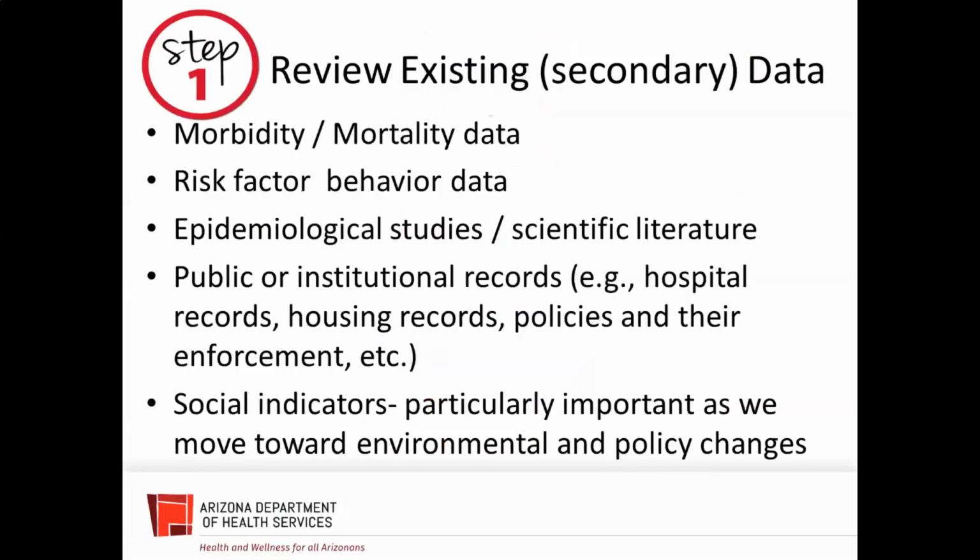In order to answer this question, we would go through step 1, reviewing existing or secondary data, which may include morbidity and mortality data, risk factor behavior data, epidemiological studies and scientific literature, and public or institutional records, which may include hospital records, housing records, policies and their enforcement, as well as social indicators, which are particularly important as we move toward environmental and policy changes.